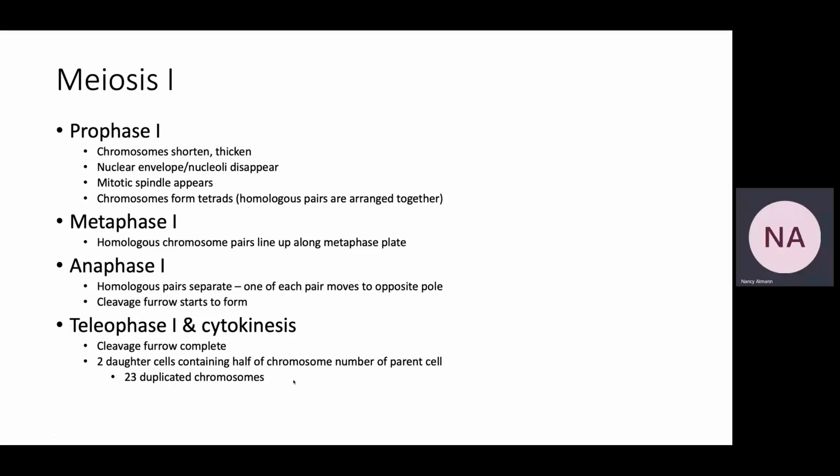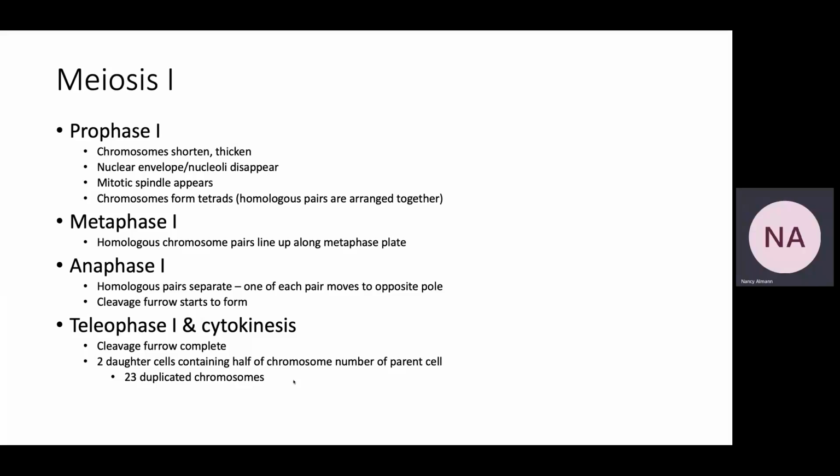Prophase 1 sounds familiar because the chromosomes are going to become short and thick. The nuclear envelope and the nucleoli both vanish. You're going to have the spindle fibers appearing, and chromosomes will form what are known as tetrads, which are these homologous pairs that are clumped together. In metaphase 1, meta means middle, those chromosome pairs are going to line up along the equator or the metaphase plate in the middle of the cell. In anaphase, the homologous pairs split. One of each pair is going to move to the opposite pole, and a cleavage furrow starts to form, which will divide the cytoplasm.